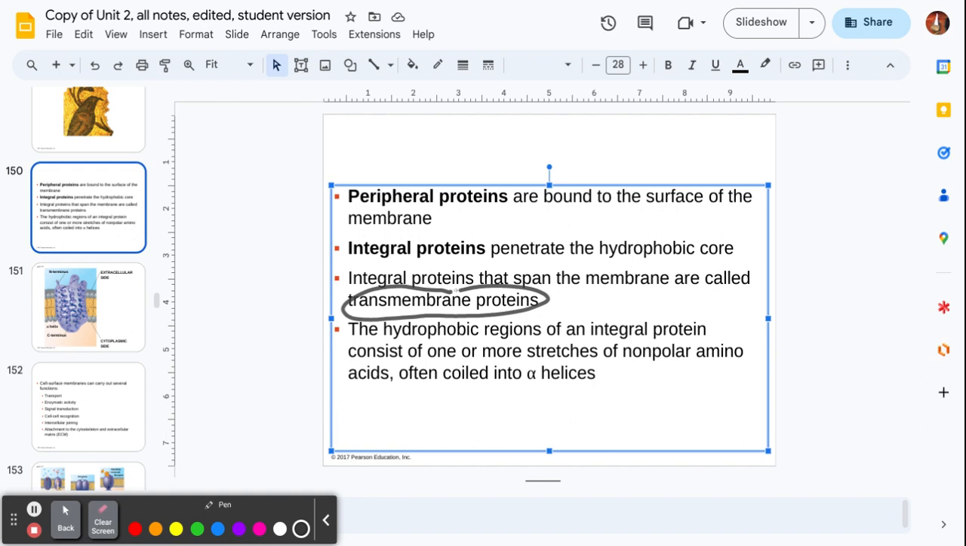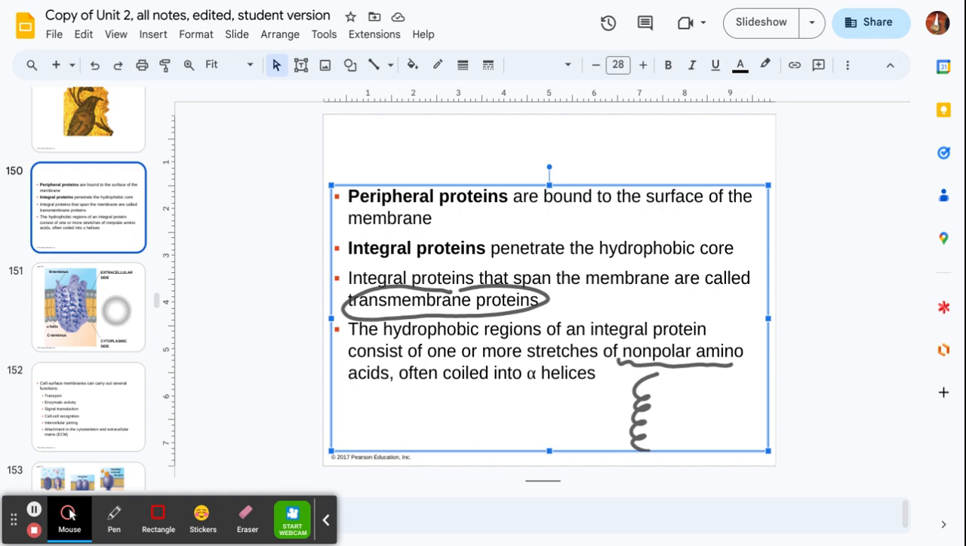The hydrophobic region of the integral protein consists of one or more stretches of nonpolar amino acids. Those are often coiled into alpha helices. If you remember from the first unit, we talked about protein structure, and there was a secondary structure. And the nonpolar or the hydrophobic areas are often coiled like that as they go through the membrane.